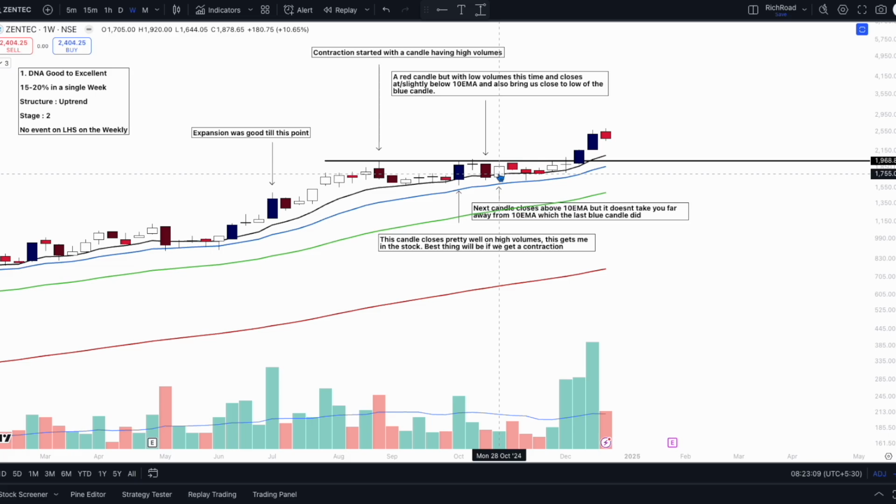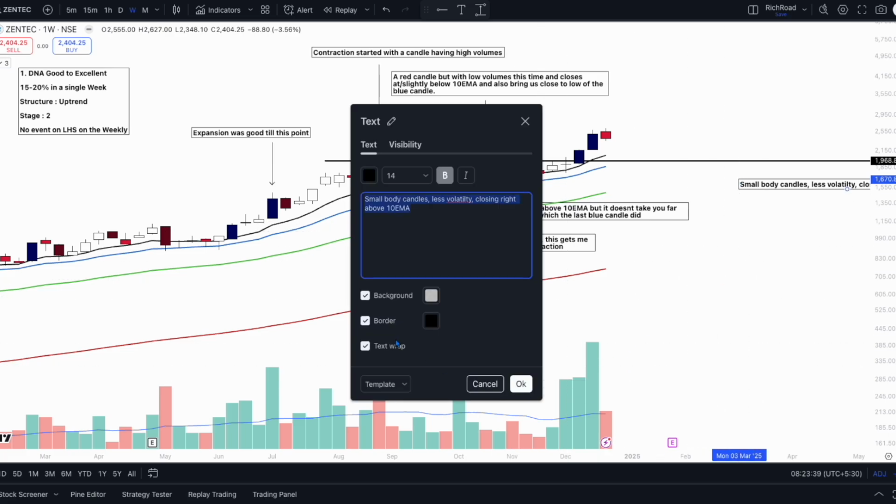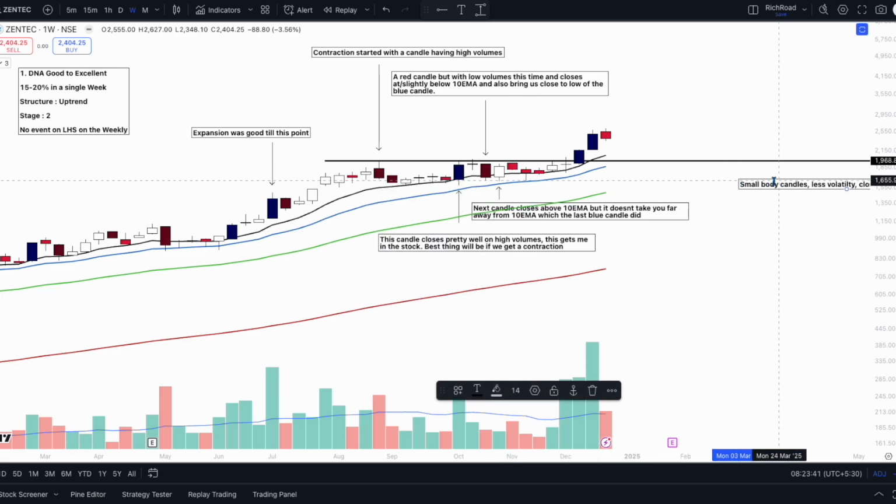Okay, now this has happened. Now you will wait for the contraction. Just have a look at the contraction that followed. Small candles, small body candles, less volatility happening over here. Closing right above the 10 EMA. Right, that's a valid point we have here.